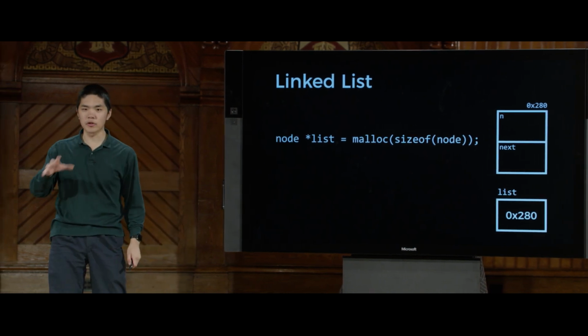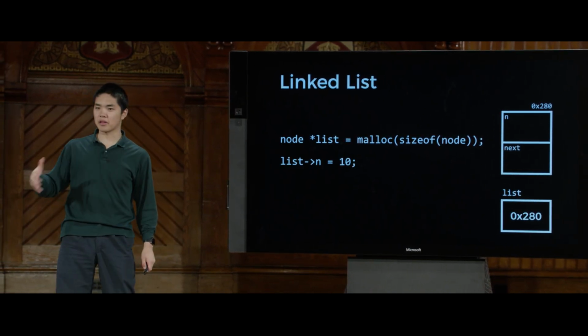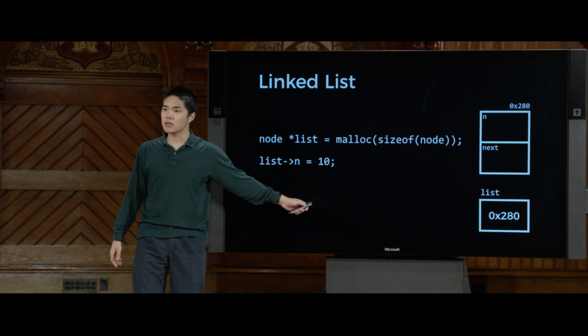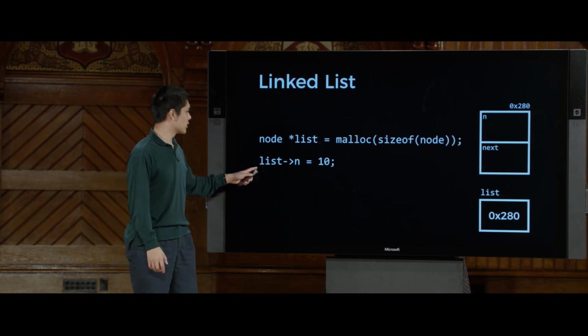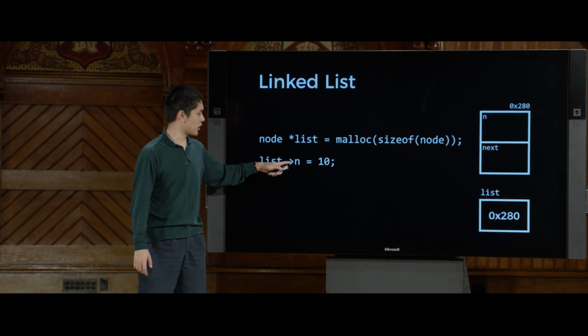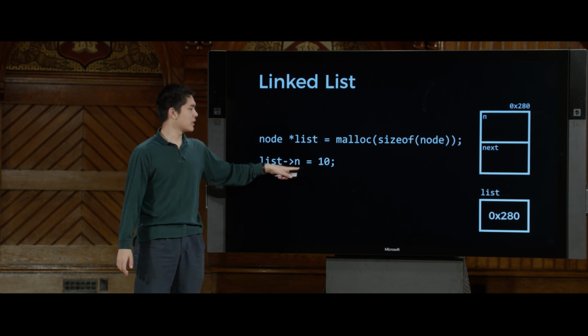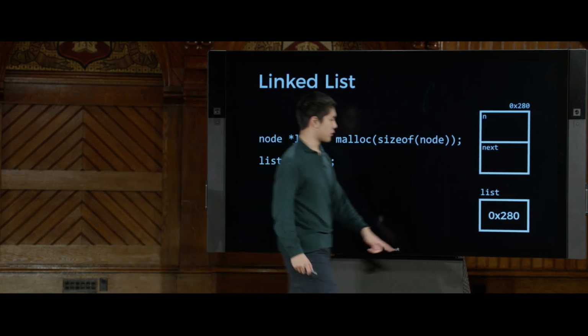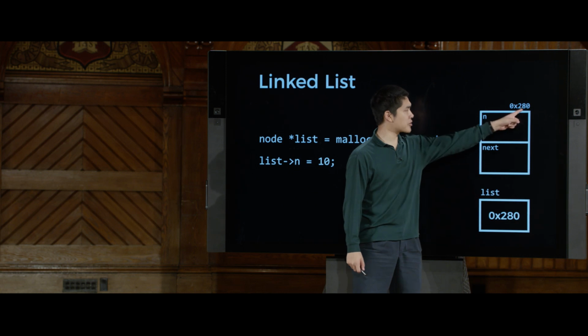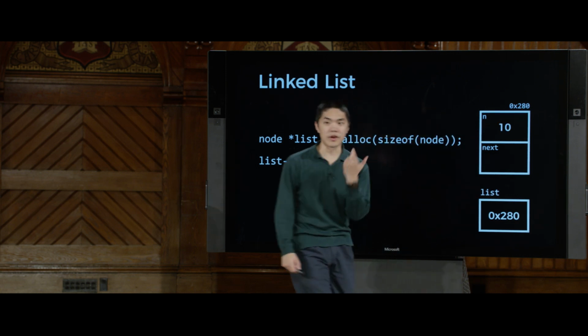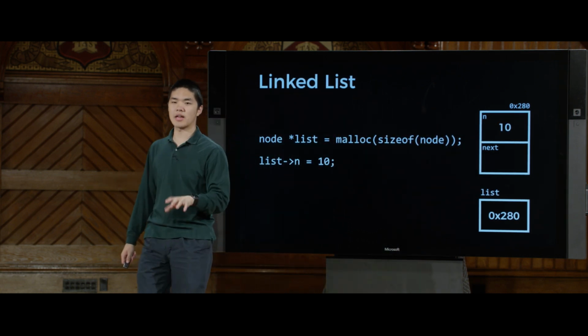All right, so now I want to fill this node with information. And the way I can do that is something like this. list arrow n equals 10 to mean list, follow the pointer, go to the struct, and find the n field, and fill in the number 10 there. And so we'll take list, 0x280, go to that address in memory, and fill in that n spot the number 10, filling in some value inside of that node.